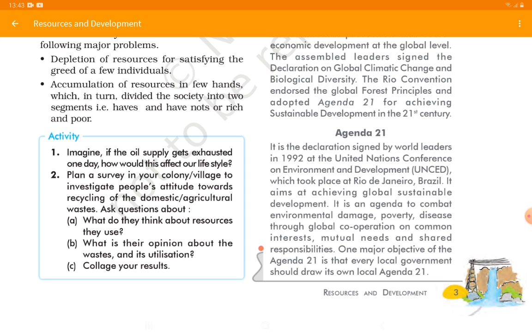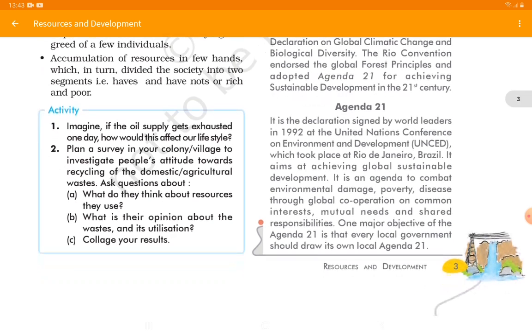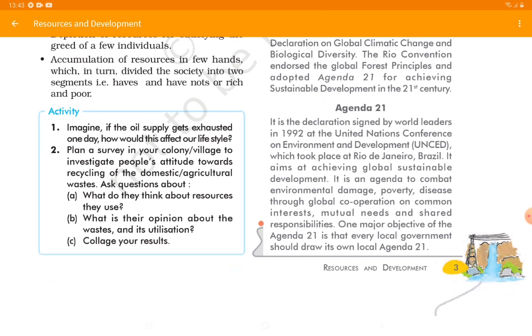It is an agenda to combat environment damage, poverty, disease through global cooperation on common interests, mutual need, shared responsibilities, and one major objective of Agenda 21 is that every local government should draw its own local Agenda 21. This is what the government wants, that every local government should have its own Agenda 21, to make a sustainable development. There should be a global sustainable development so that we can combat issues like environment damage, poverty, disease and many other problems.